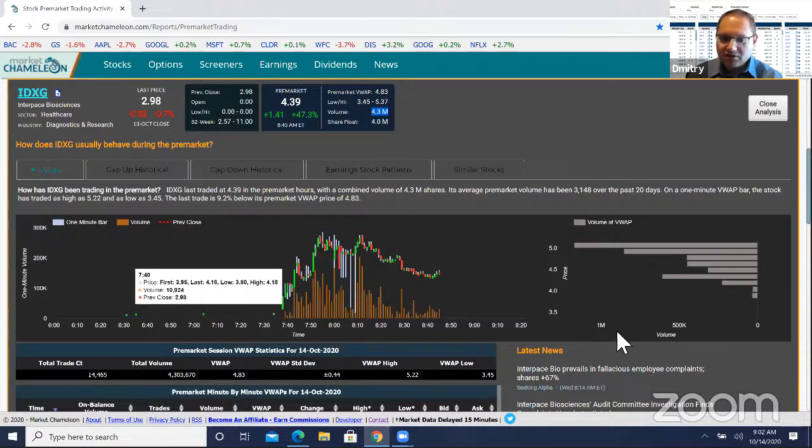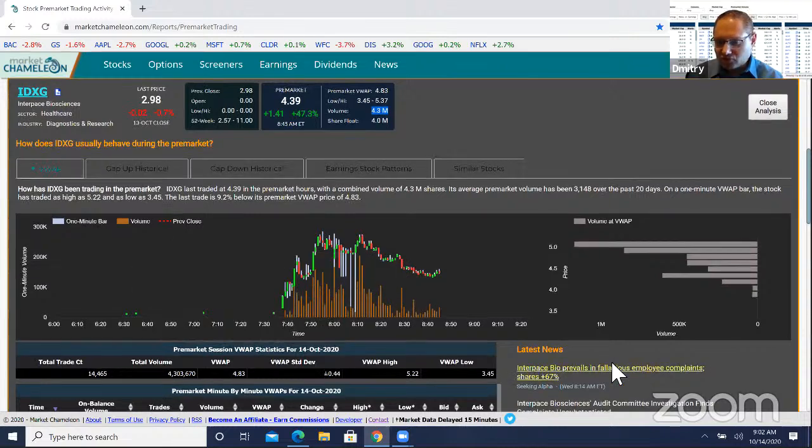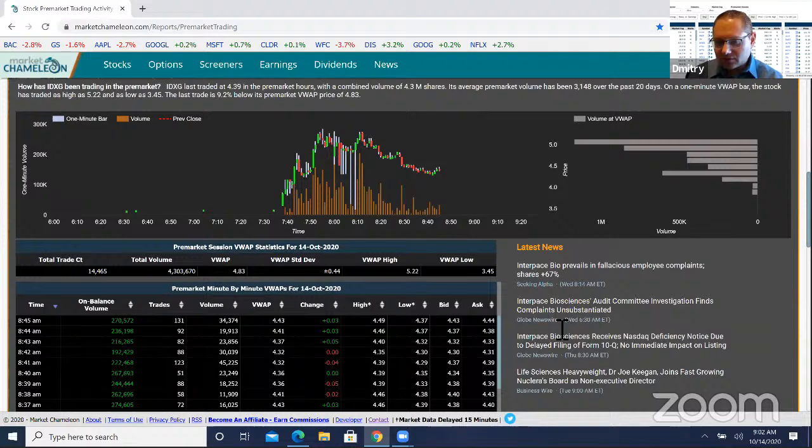So we see a pop here. There looks like some news hitting the wires. I'm not going to get into the news. I'll let you interpret it, read it, and see if that move is justified.